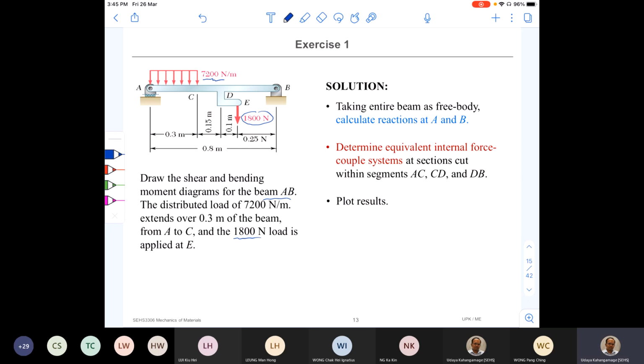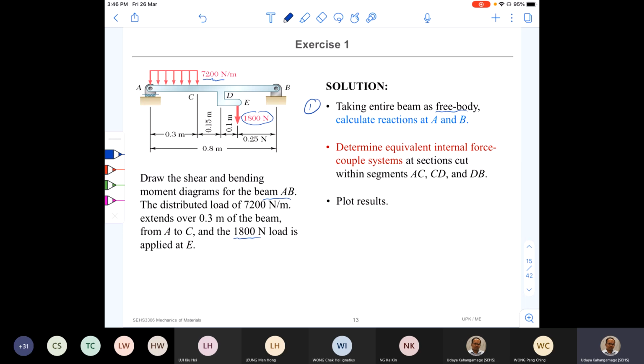So we need to make use of that to now draw the shear force diagram and bending moment diagram for beam AB, right? So the starting point is to draw a free body diagram. That is what we do normally as the first step, and then find out the unknown reaction forces using equations of equilibrium, right? Right, so let's do that first.